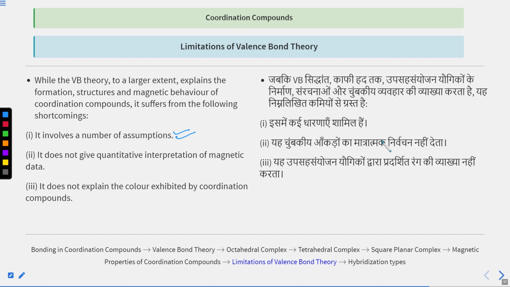Third is, no color properties are being explained. When you see coordination compounds in real life, they are very colorful, starting from red, orange, green, and various other colors. There must be a reason for the color exhibition, because a simple metal ion has a different color, but after forming a coordination compound, it forms a very different color. This color phenomenon is not explained by this theory. There is no explanation of that.